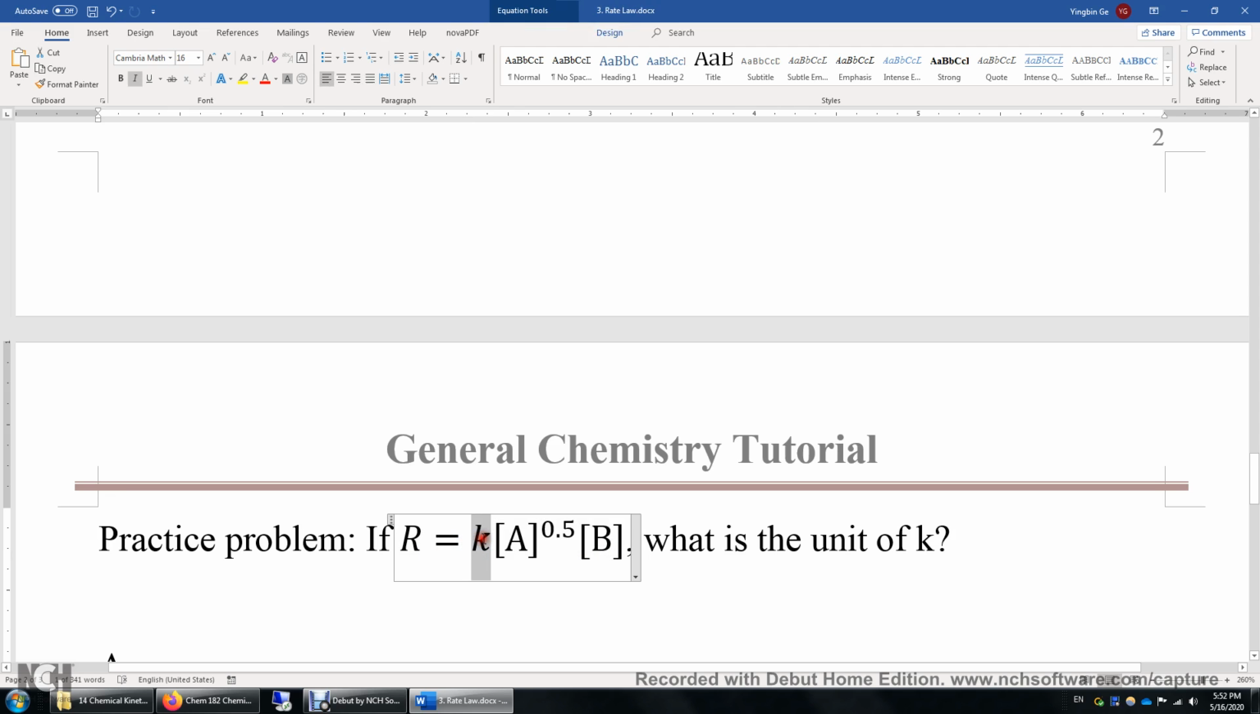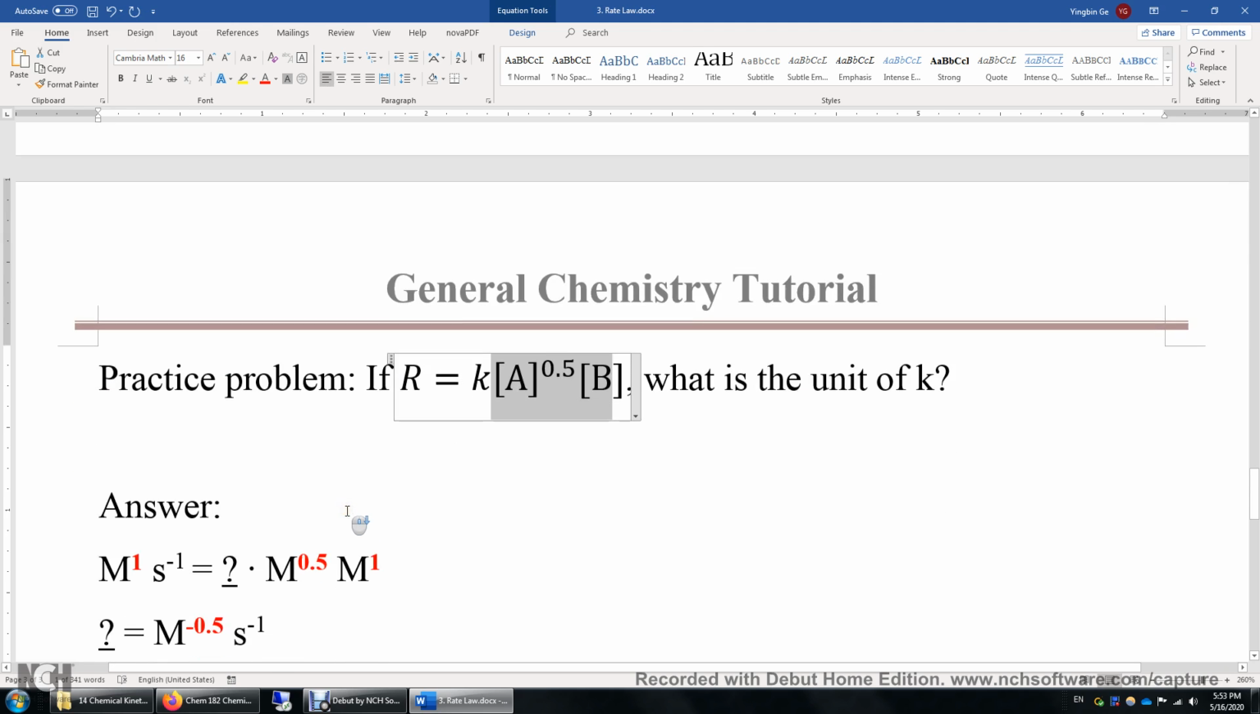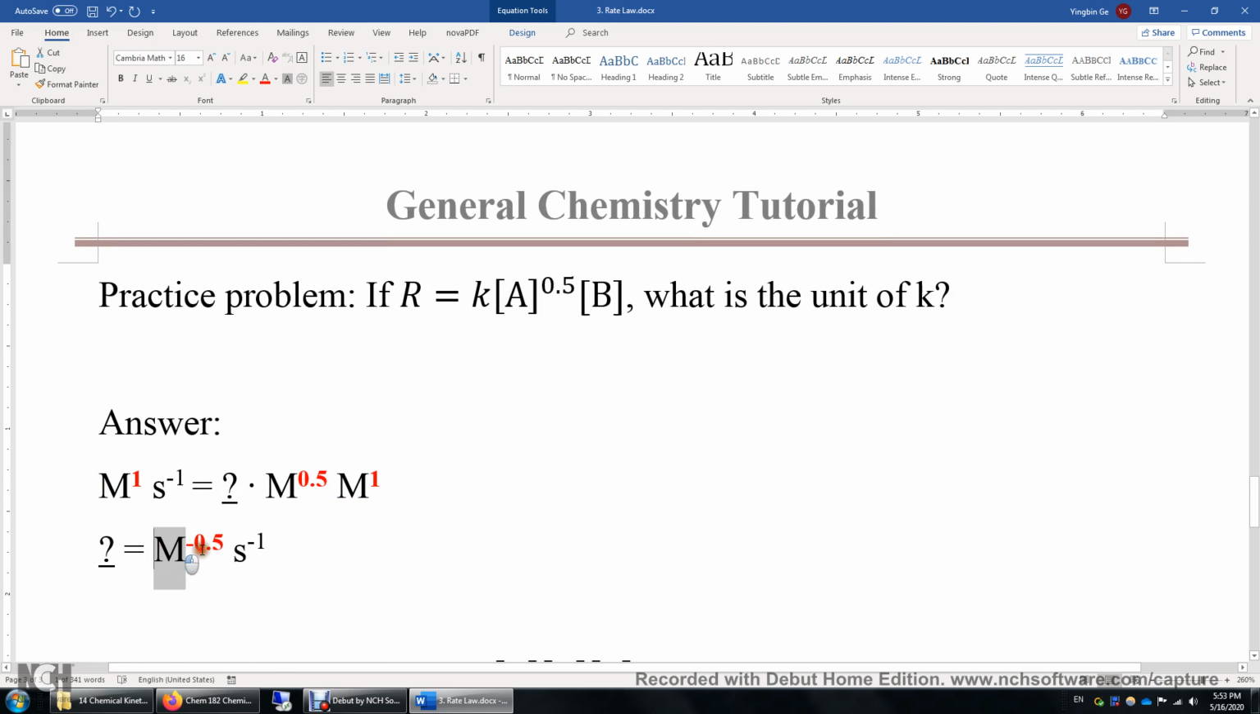The unit of K is the unit of R, which is always molar per second, divided by molar to the power of 1.5. The result is this. The unit of K, that's the question mark here, times molar to the power of 1.5 is equal to the unit of R, which is molar per second. And then the unit of K is equal to molar to the power of negative 0.5 per second.